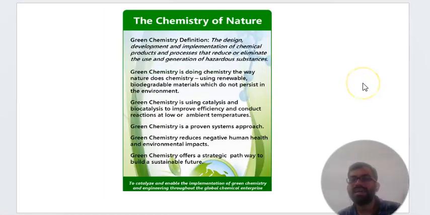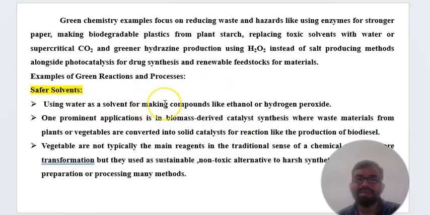Now we can see the chemistry of nature. Green chemistry is the design, development and implementation of chemical products and processes that reduce or eliminate the use or generation of hazardous substances. So these are some basic principles of green chemistry. You can see that green chemistry also involves safer solvents, how to use them and how to prevent hazards, and I have mentioned some examples here.